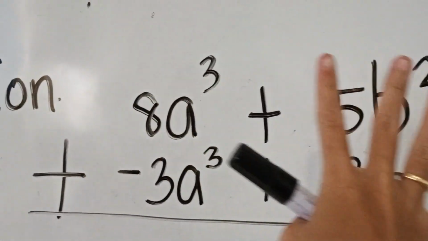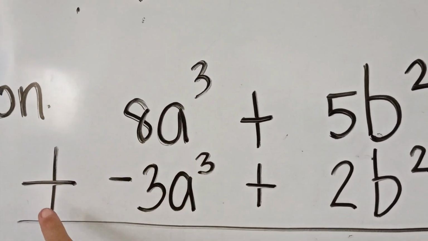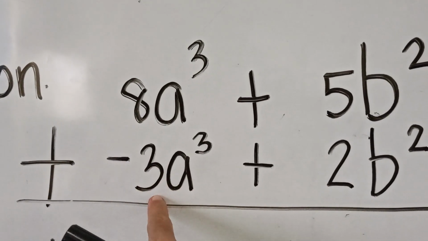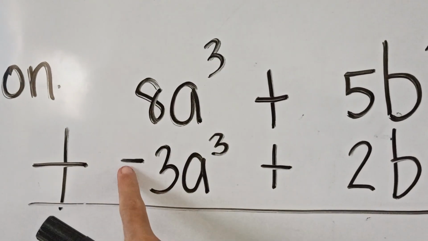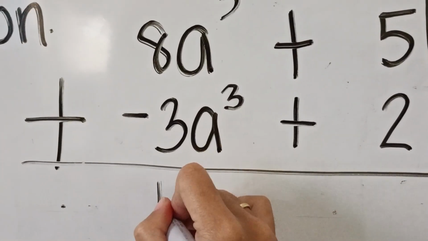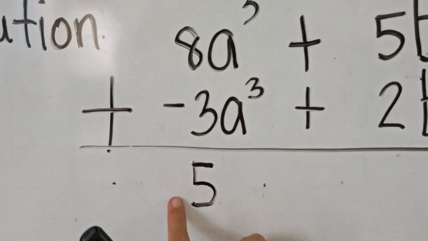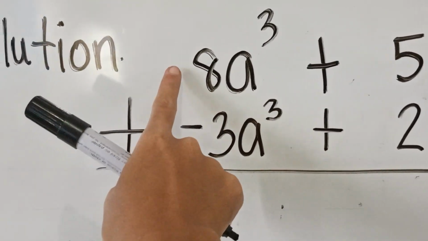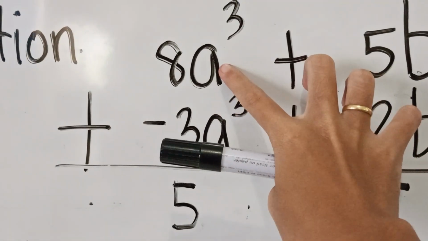Now it's time for us to solve this one. We have first the numerical coefficient positive 8 plus negative 3. Since they don't have the same sign, the other one is positive, the next one is negative, we're going to subtract them. 8 minus 3 equals 5, and it's positive 5 since 8 is bigger than 3 and 8 is a positive number. So the answer is positive 5.